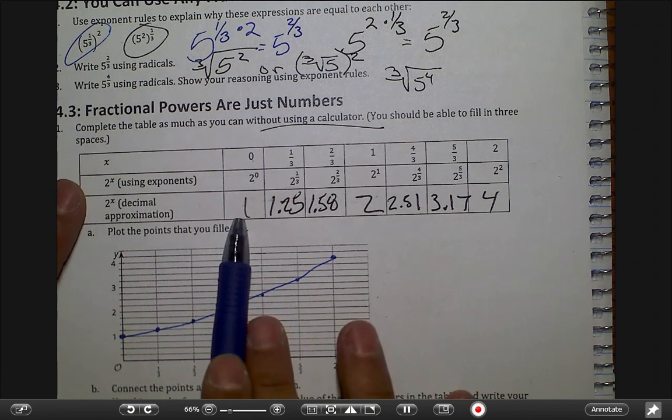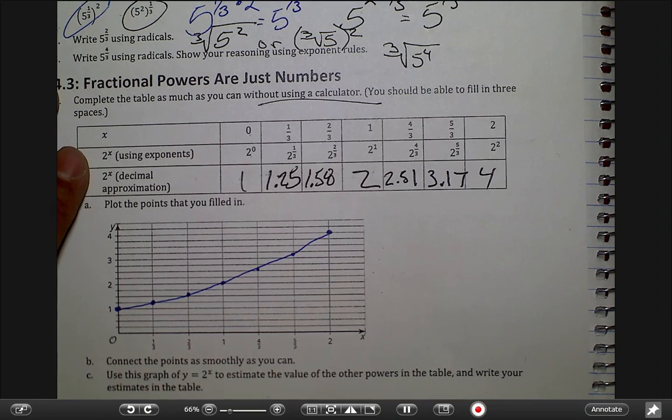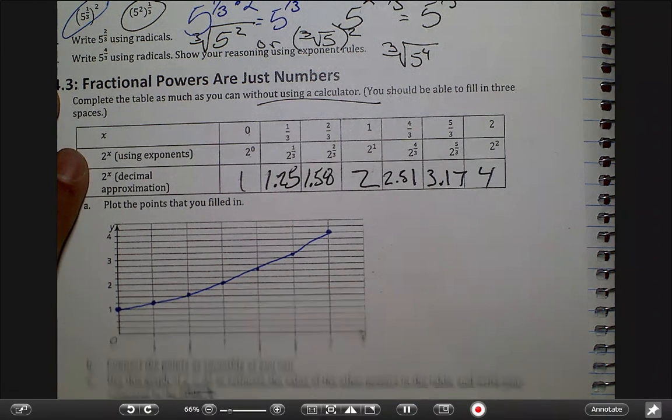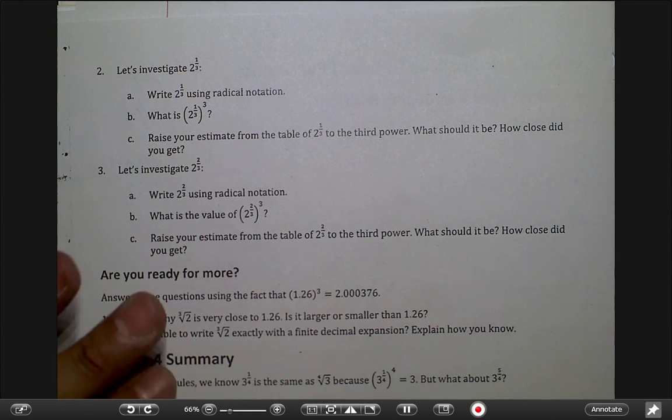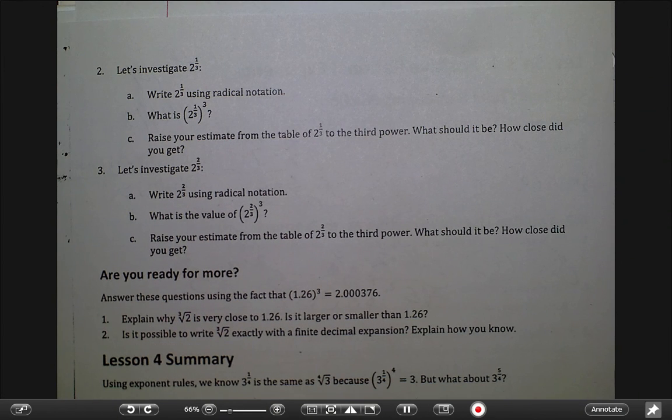So, we've actually done all this already. So we put it in the calculator. So we don't actually need to do this part. So let me go back to the back side. It says, let's investigate 2 to the 1/3.